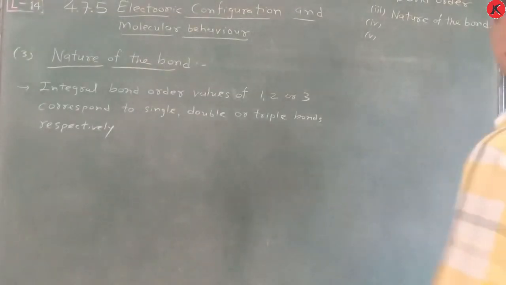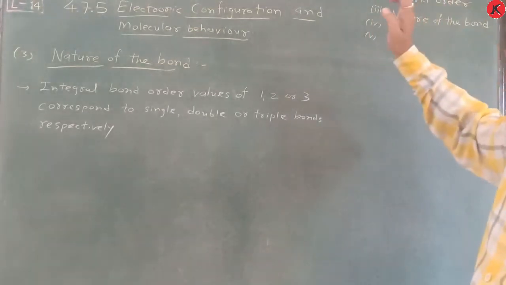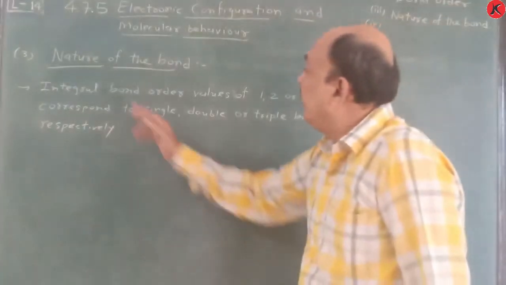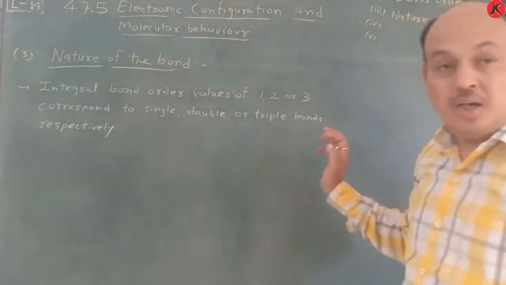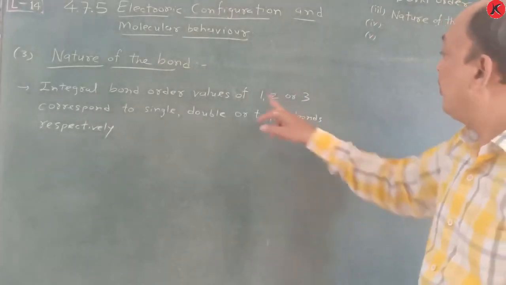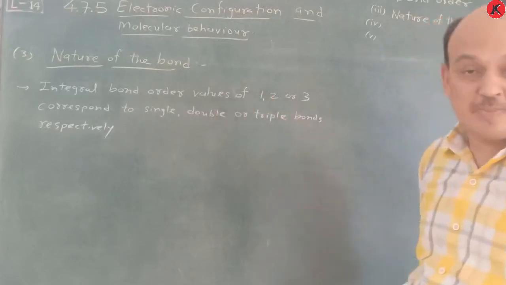Once again, very easy topic. Third is the nature of bond. In bond order, also stability of molecules, Nb and Na take part. So here, nature of the bond: integral bond order values of 1, 2 or 3 correspond to 1 meaning single bond, 2 meaning double, or 3 meaning triple bonds respectively.